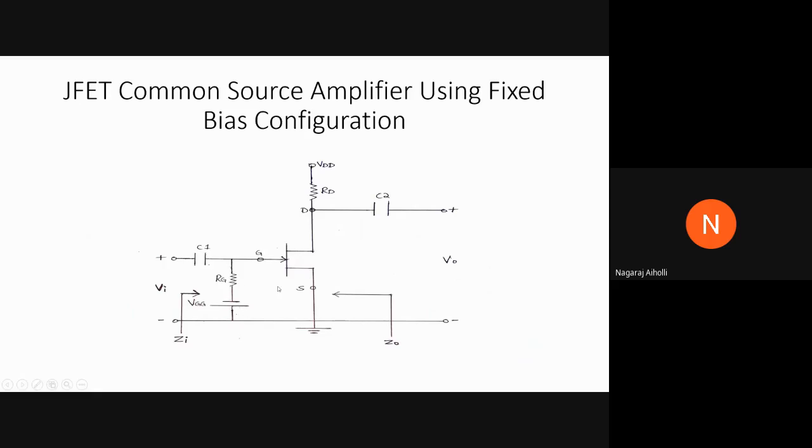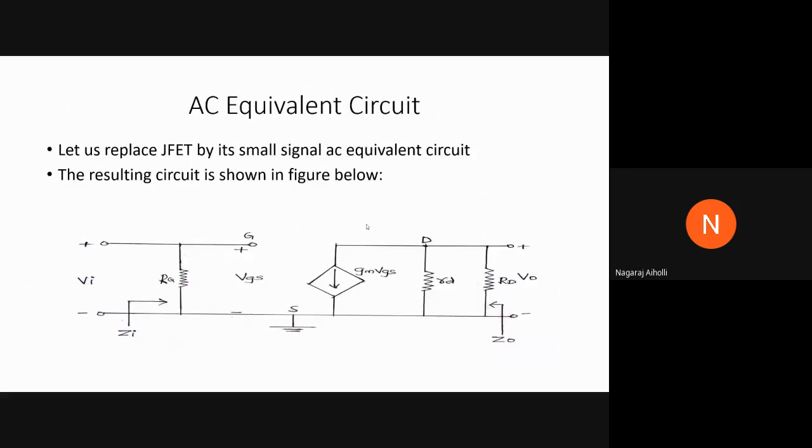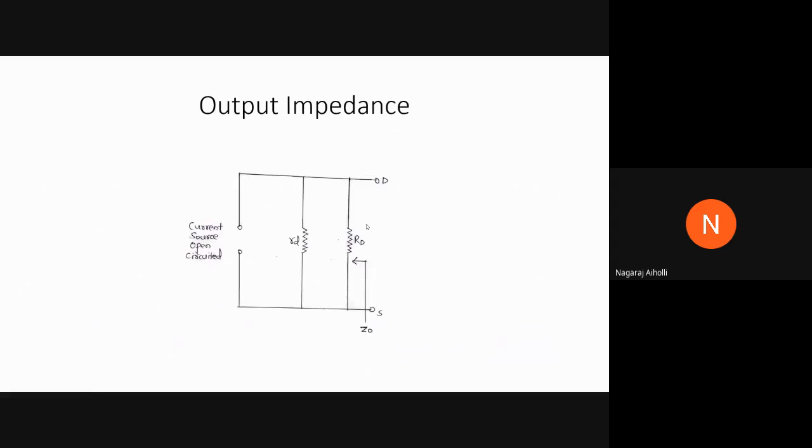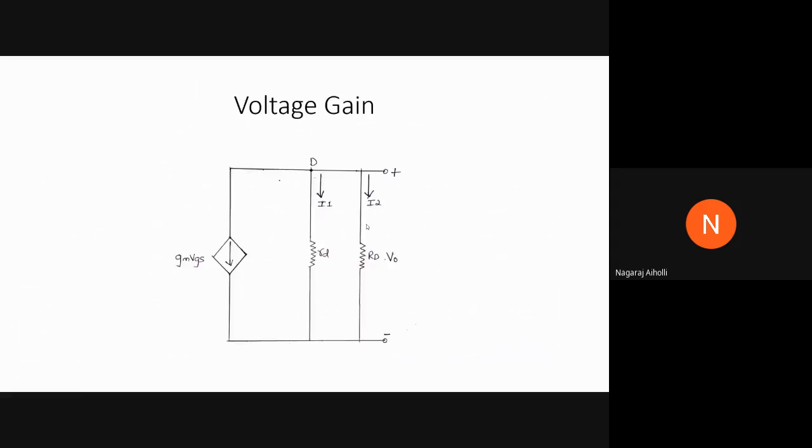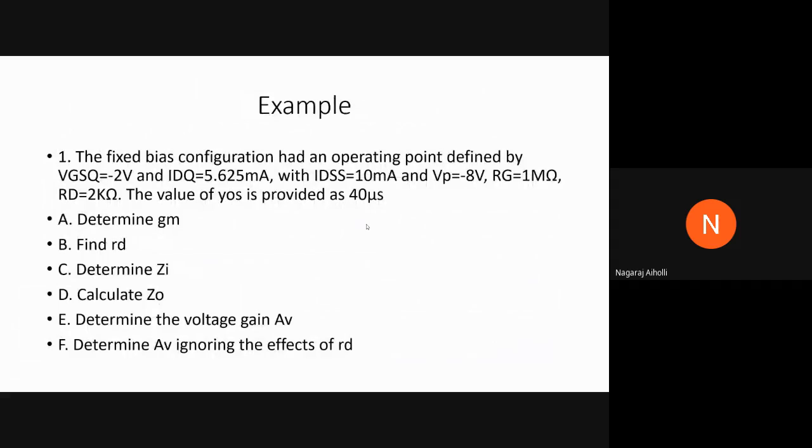VG value is also given, right? Along with the VG, they have given other parameters also. That is, it is a JFET common source amplifier using fixed bias configuration. They are clearly mentioning in the example that it is a fixed bias circuit.